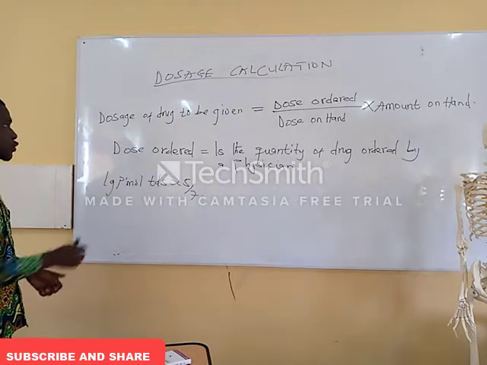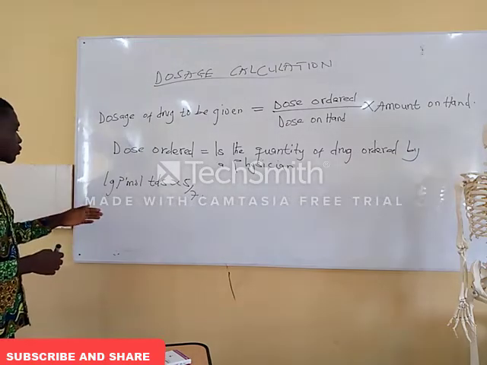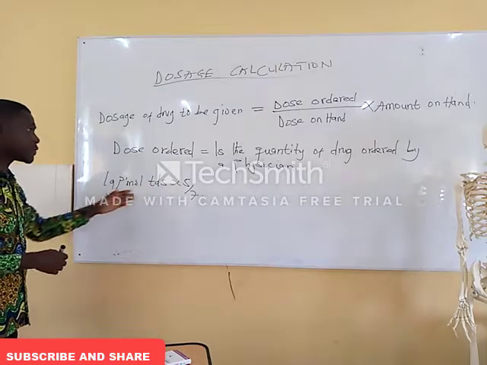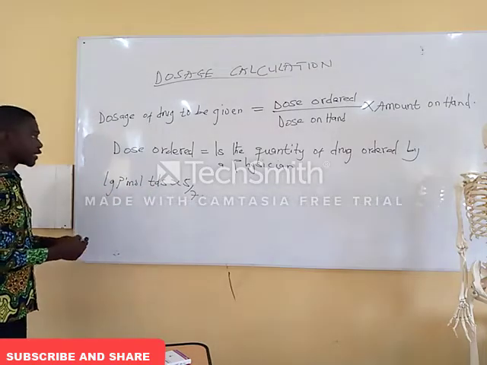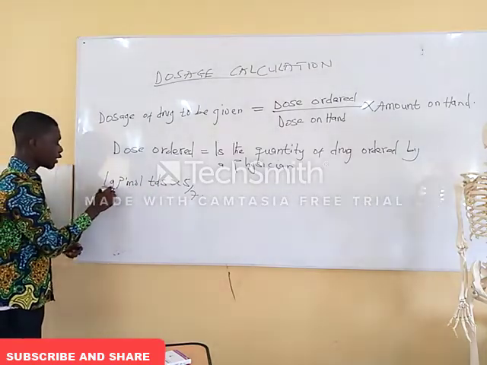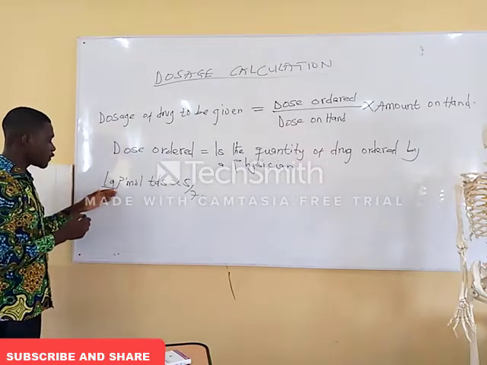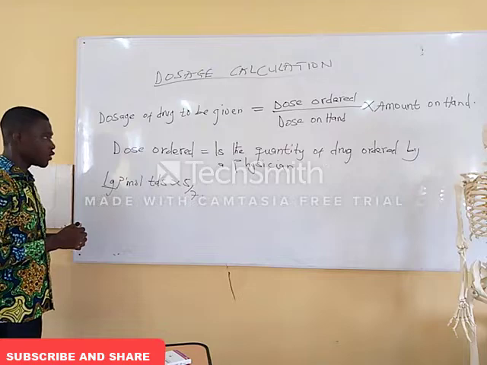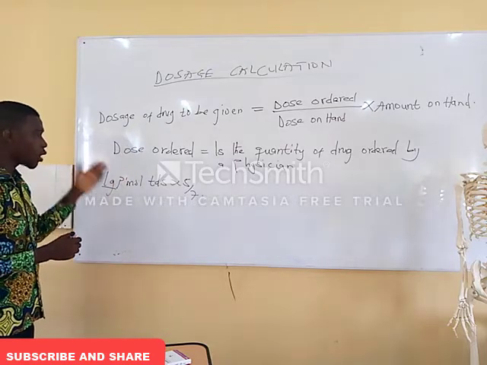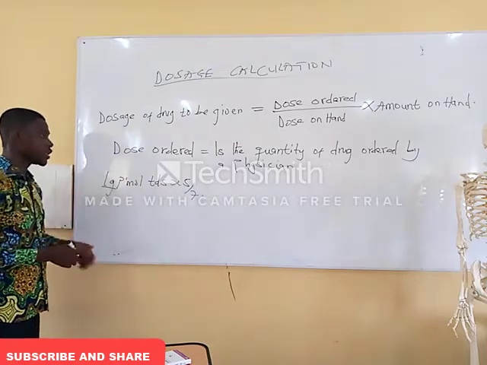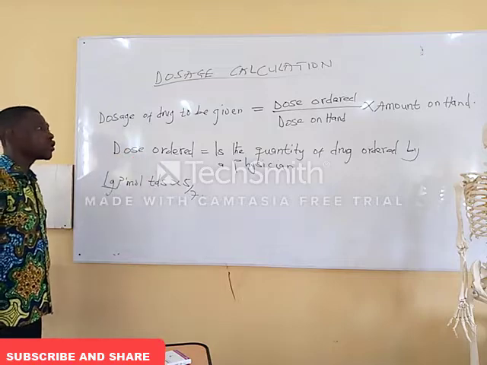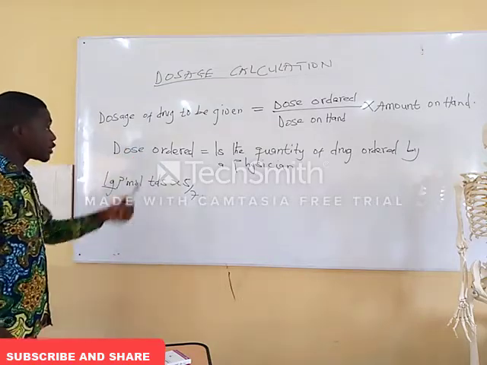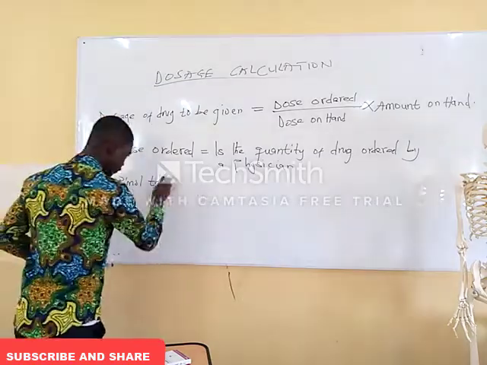As you go through the formula, comparing it to this statement, the dose ordered is going to be the 1 gram. This is what the physician ordered us to give to the patient. So the quantity or the amount of drug ordered by a physician becomes the dose ordered. And then let's go to the dose on hand.